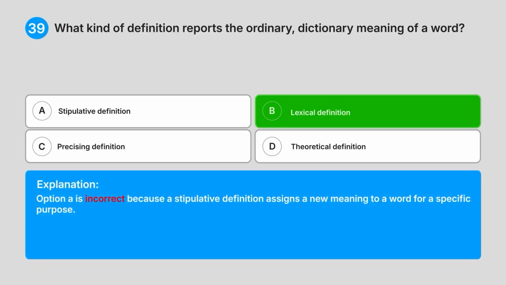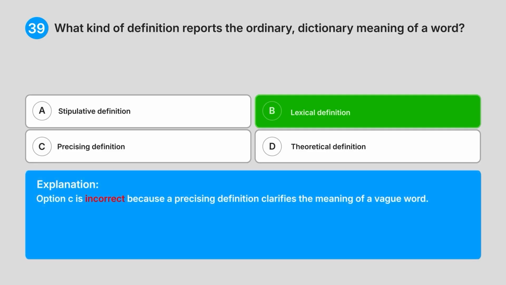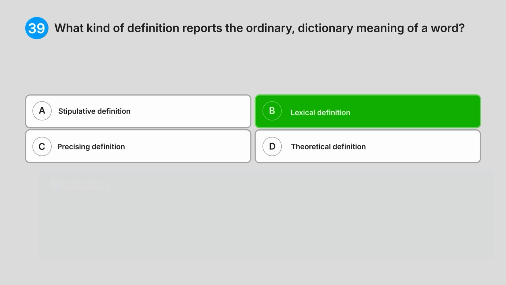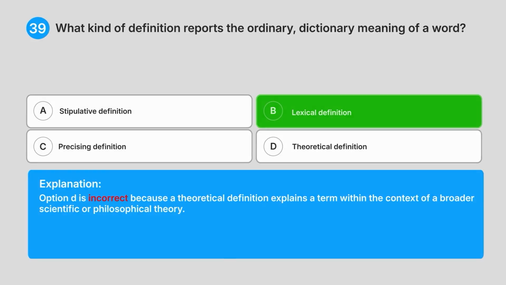Option A is incorrect because a stipulative definition assigns a new meaning to a word for a specific purpose. Option C is incorrect because a precising definition clarifies the meaning of a vague word. Option D is incorrect because a theoretical definition explains a term within the context of a broader scientific or philosophical theory.